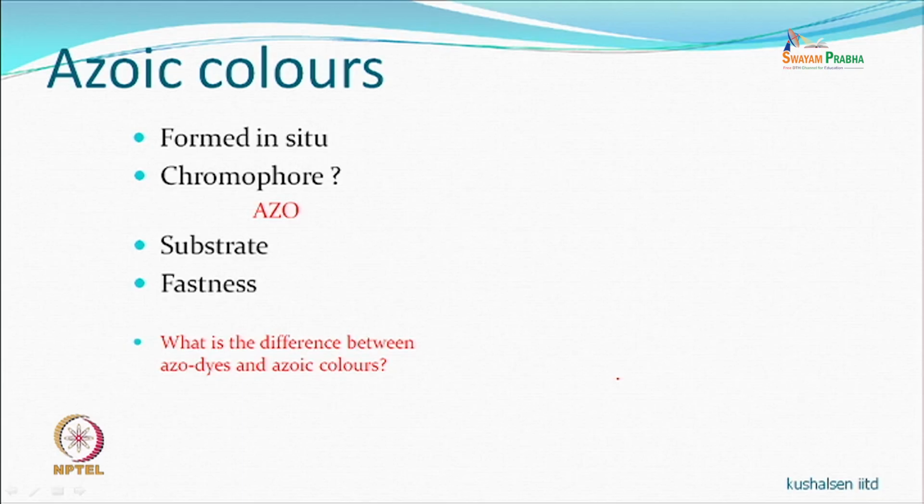So what is the difference between azo dyes and azoic colors? The azoic colors are formed in situ and azo dyes are formed somewhere else, and azo dyes can be disperse, reactive, direct, all classes you can have.